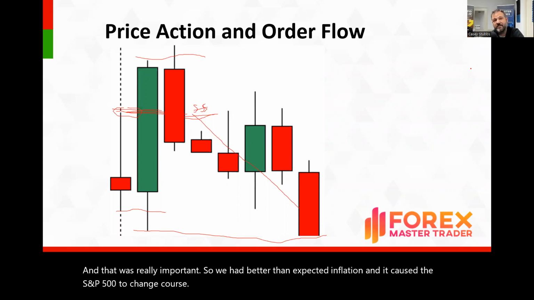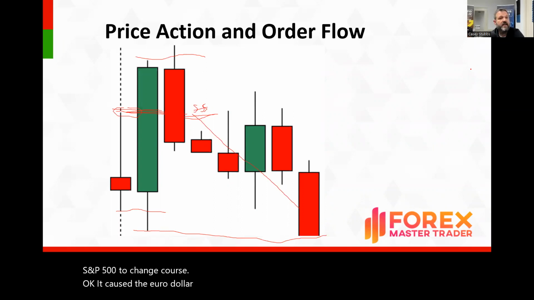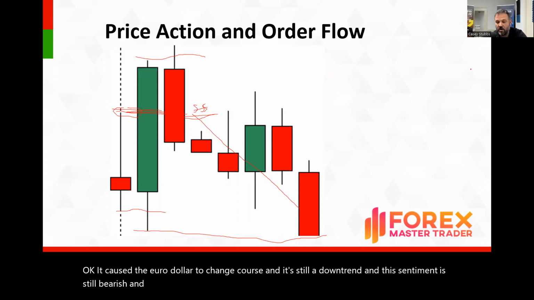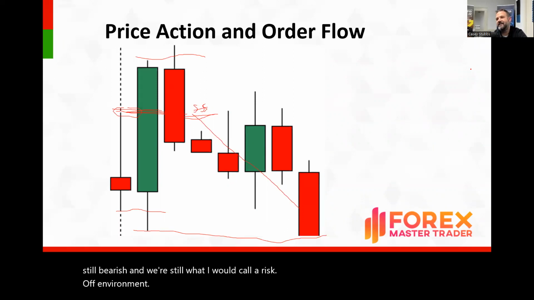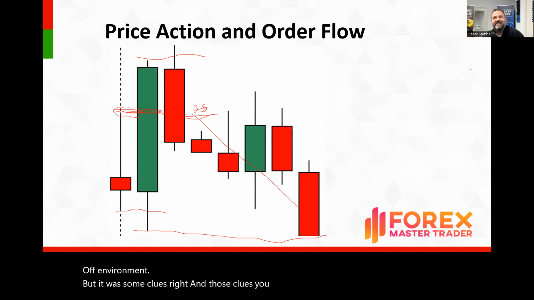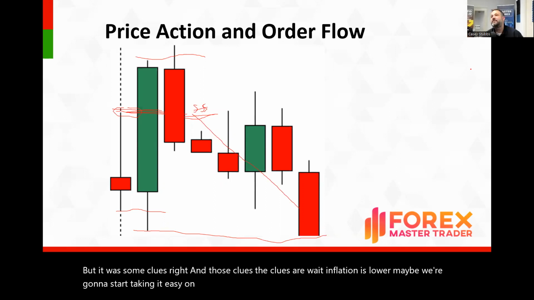Okay, it caused the euro dollar to change course. It's still a downtrend, and the sentiment is still bearish. We're still what I would call a risk off environment. But there were some clues, right? Clues like, okay, wait, inflation's lower. Maybe we're going to start taking it easy on rates. Maybe the rates aren't going to go up. Right. And so that's a clue.